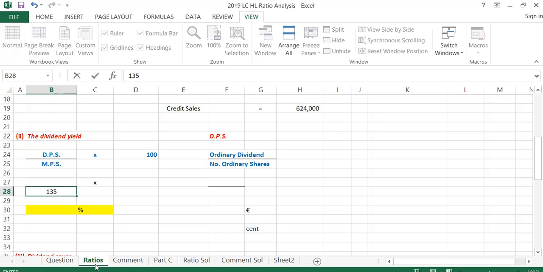We're better off dealing in cent here the whole time because usually these answers are given in cent, dividend per share and earnings per share. So we're better off putting everything in cent so we don't mix them up with euros at any stage.